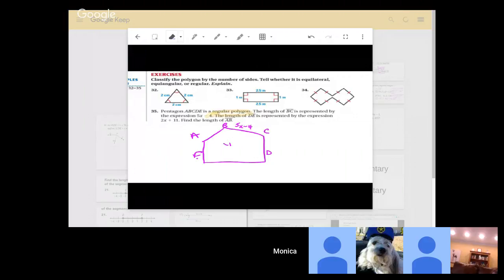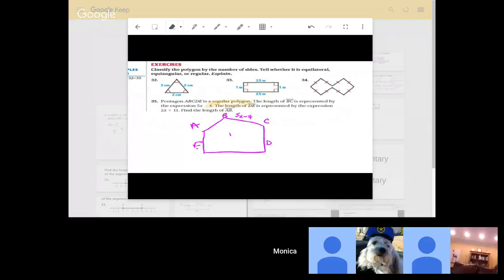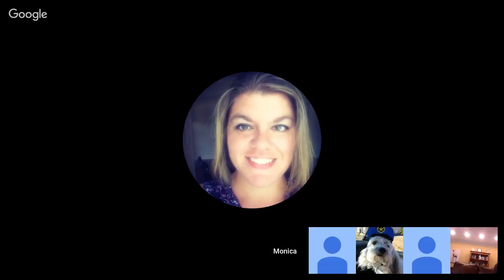So basically, you know that all of the sides are equal, right? Because it's a regular polygon. So you can set those two measurements equal to each other and then solve for x. But now x is not going to be your final answer. Remember, you're going to have to go back and plug that in. Does that help? A little.